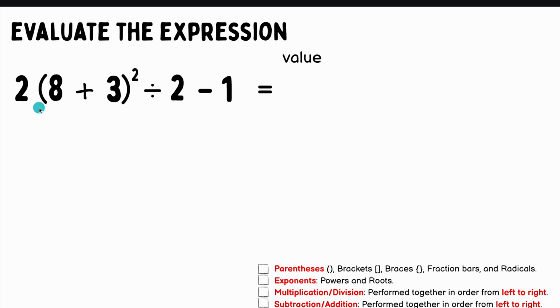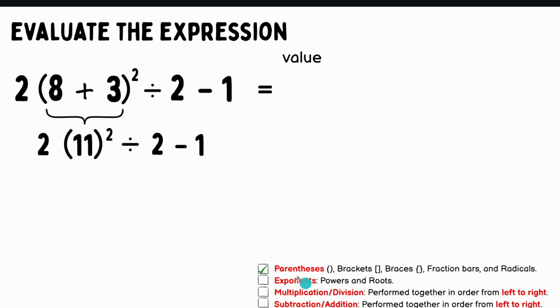Here we have 2, open parentheses, 8 plus 3, close parentheses, squared or to the second power, divided by 2, minus 1. Let's look for parentheses. I notice that 8 plus 3 is inside of the parentheses, so I will solve parentheses first. 8 plus 3 equals 11. We are finished with parentheses. Let's bring everything down. 2 times 11 squared divided by 2 minus 1.